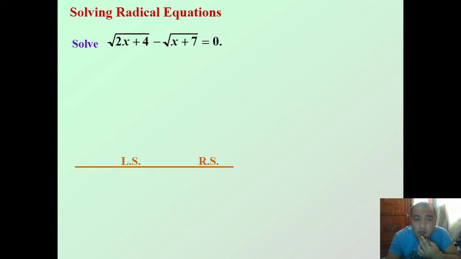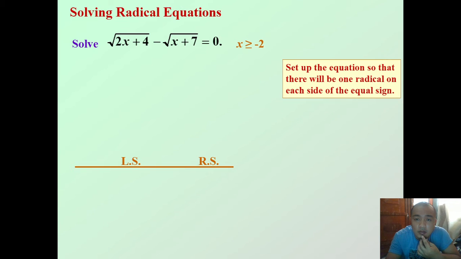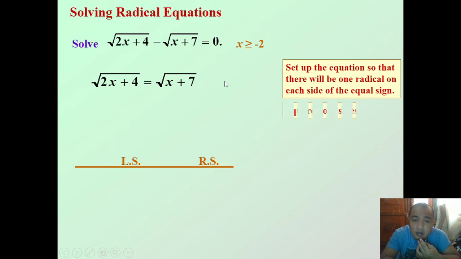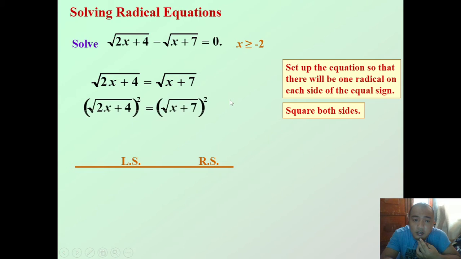Okay, let us solve. Square root of 2x plus 4 minus square root of x plus 7 equals 0. So set up the equation so that there will be one radical on each side of the equal sign. So transpose natin to, negative square root of x plus 7. So it becomes square root of 2x plus 4 equals square root of x plus 7. Then from here, you can now square both sides of the equation. 2x plus 4 equals x plus 7. Then from this equation, we can now solve for x. 2x minus x, x. 7 minus 4, 3. The answer is 3.